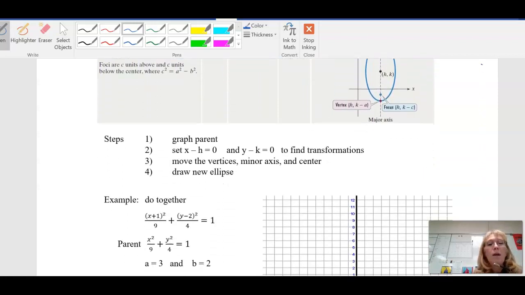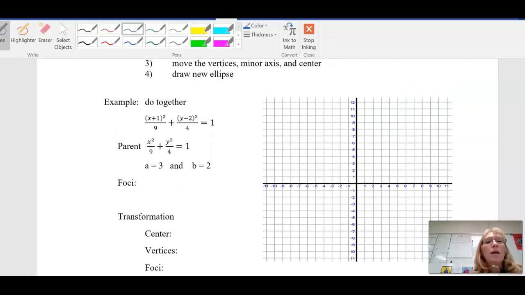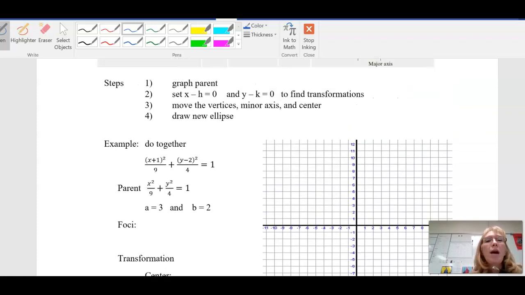So let's start with this one. We could graph the parent graph and then move, which we may do just so you understand. So right now we know our major is going to be the x because it's 9 and it's larger than 4. So we're going to go 3 because the square root of 9 is 3, left and right. And then the square root of 4 is 2 and 2.